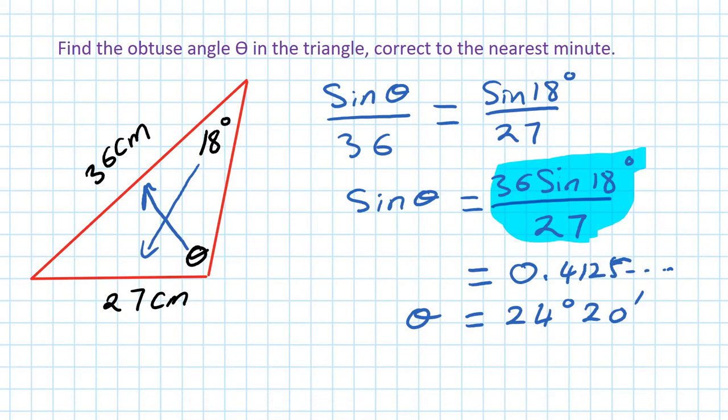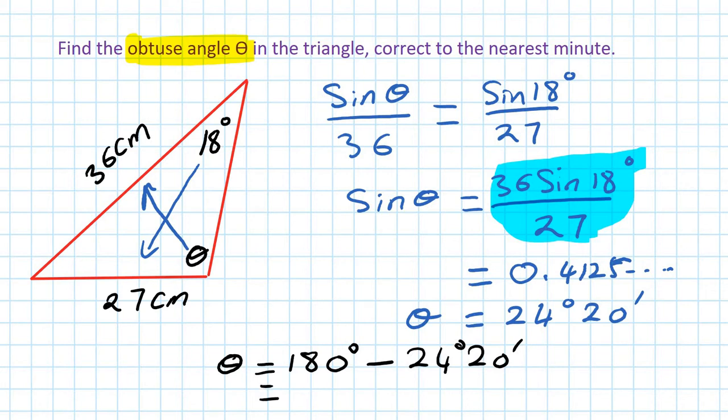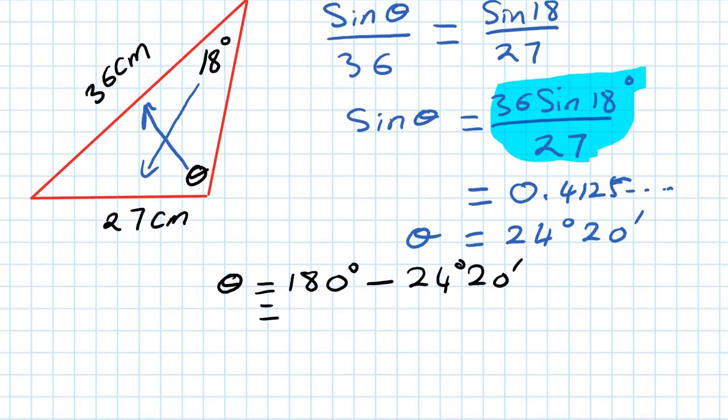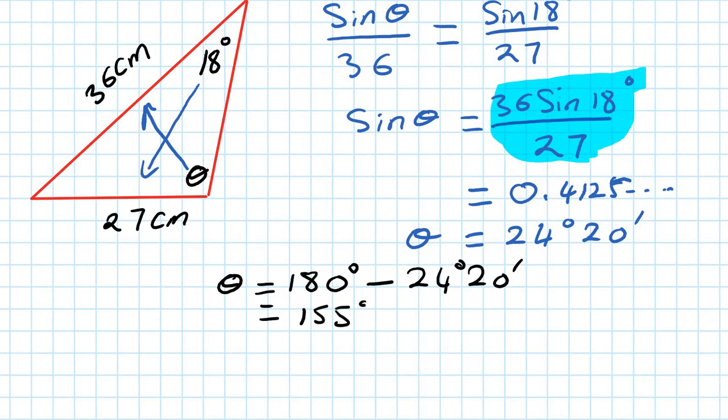But in this case, angle theta is obtuse. So all we need to do is theta equals 180 degrees minus 24 degrees and 20 minutes. Put that in a calculator. Just move this up and I get 155 degrees and 40 minutes.